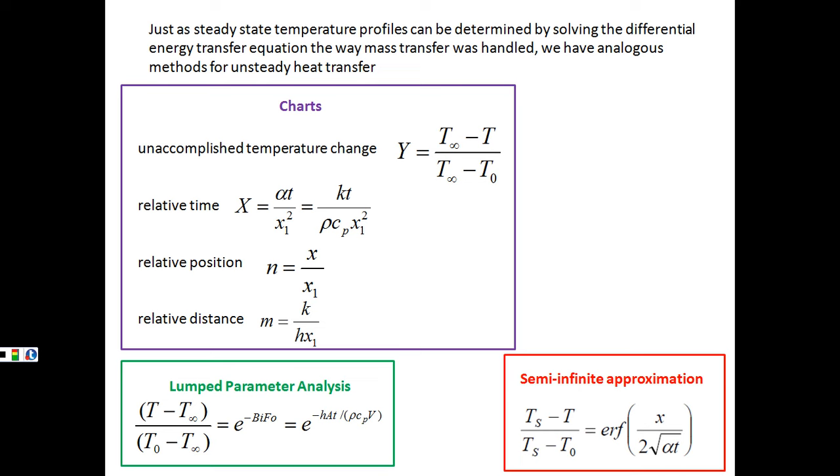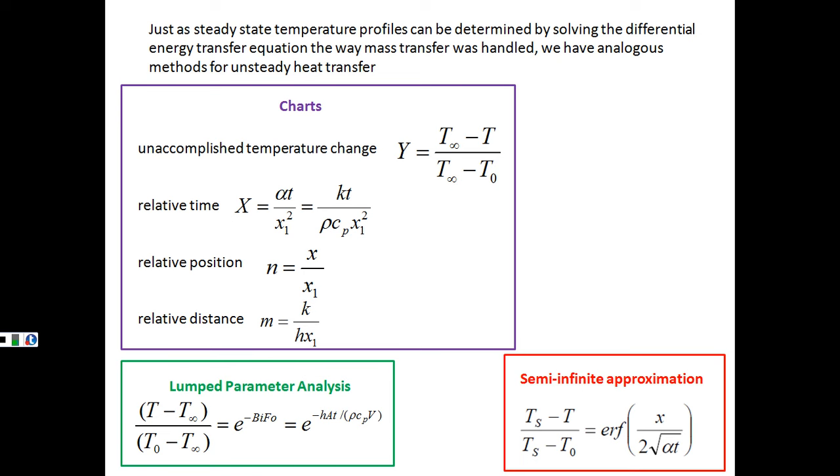We've got our relative time. And this relative time is going to be a function of alpha, T, and the overall size of our geometry. And if we want to substitute in our K over rho Cp for alpha, we can do that, depending on what information we have about our property. And then we've got our relative position.